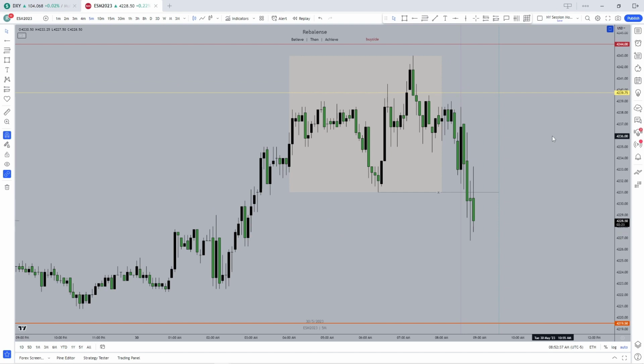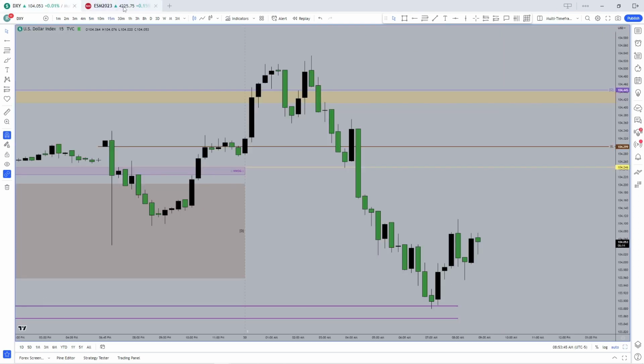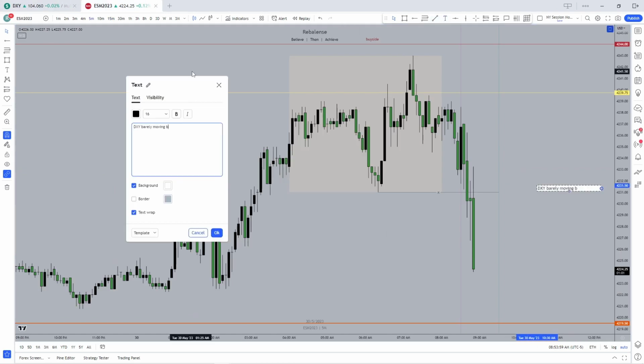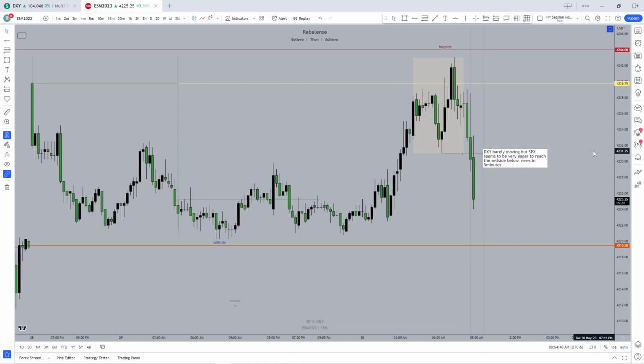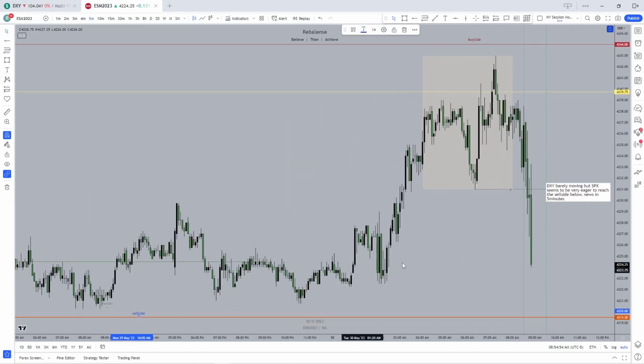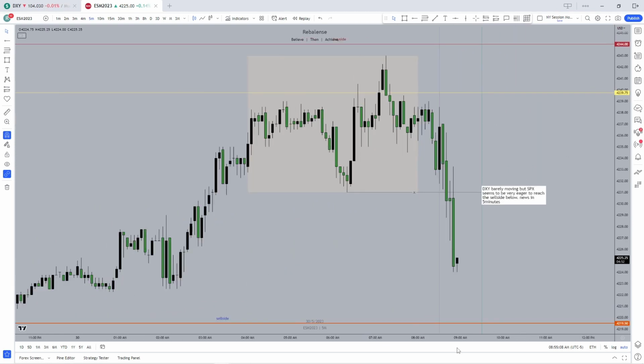I have my rules. I have my particular entry tools that I like to use. That's not one of them. So there was no trade there for me. But as you can see, with just a little bit of time here before the 9 a.m. news, about 5 minutes or so, already lots of volatility towards the downside, reaching down towards that sell side on E-mini S&P, and the dollar chart had barely moved.